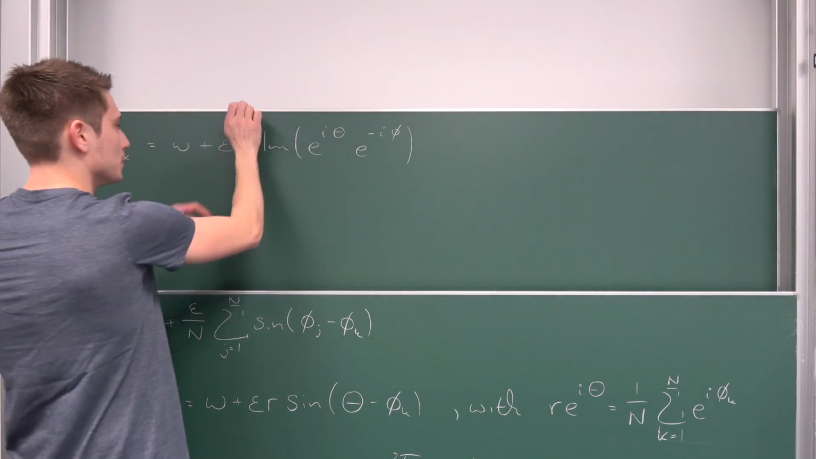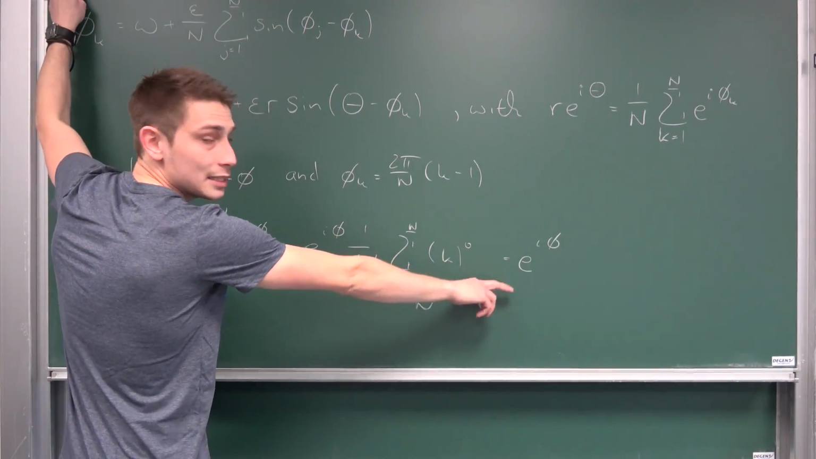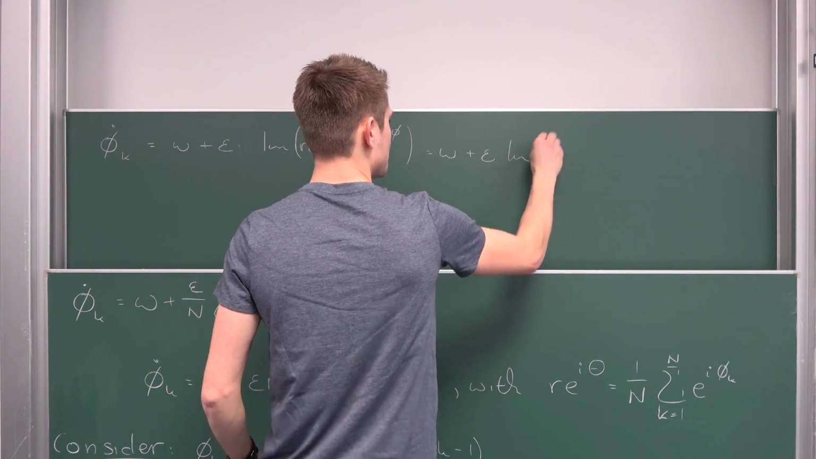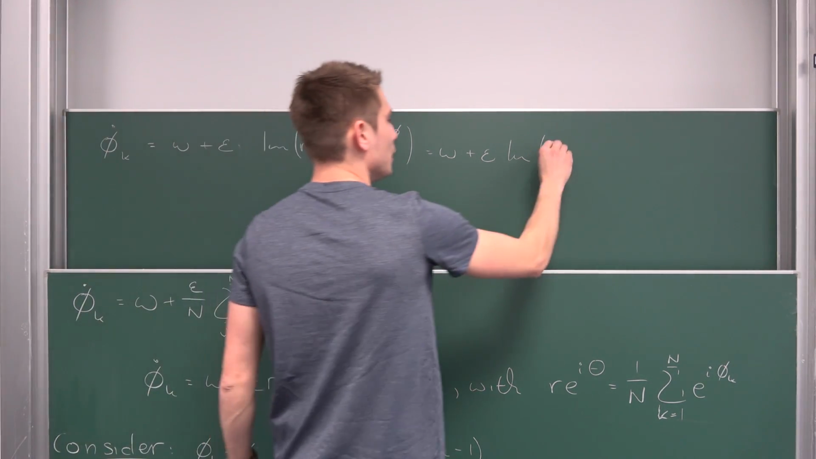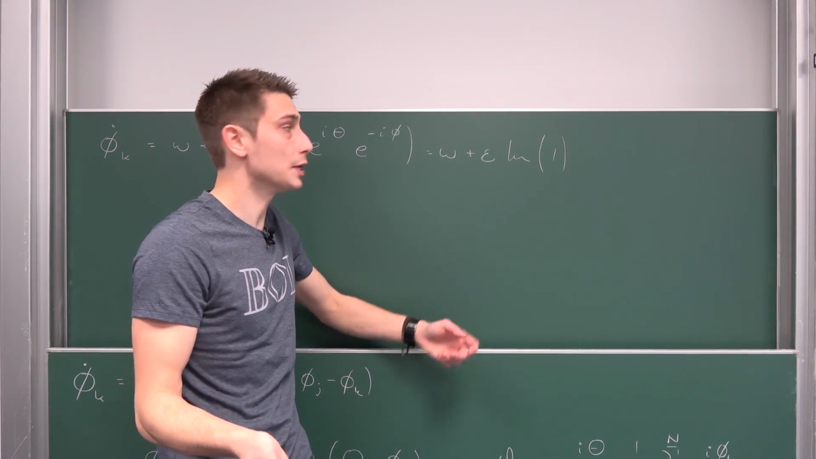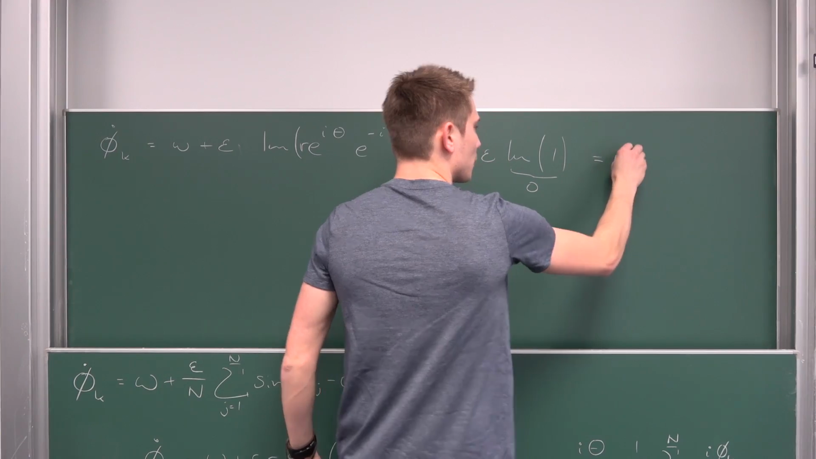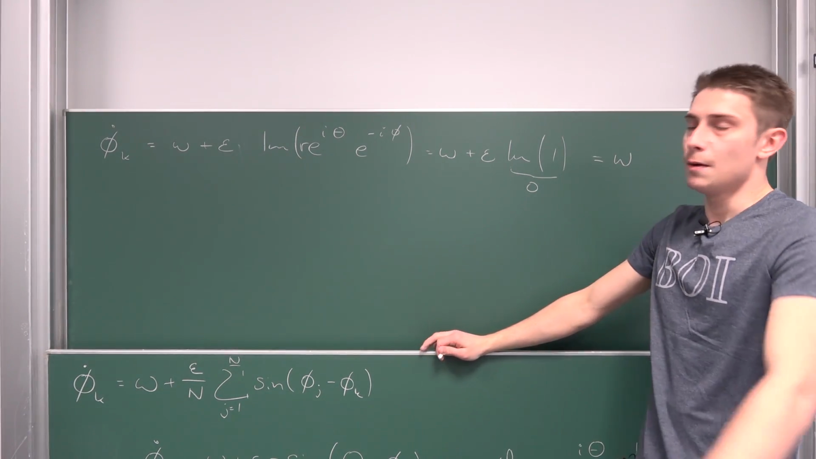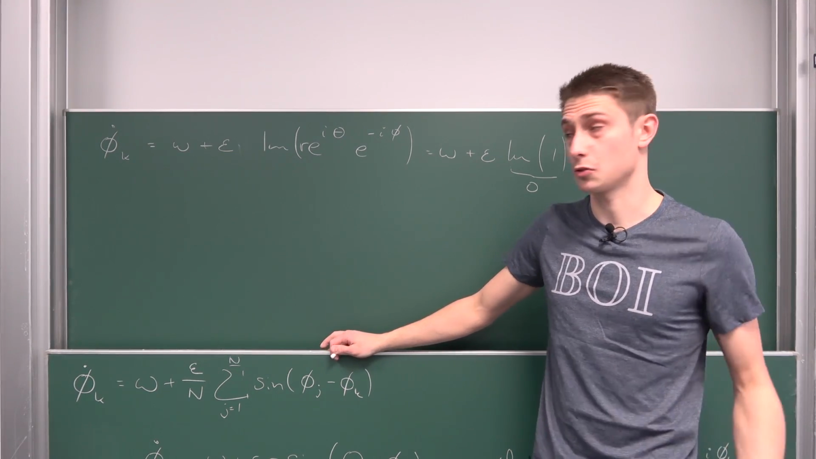Okay, we can bring this r to the inside, and you are going to notice that r times e to the i theta is nothing but e to the i phi. So this right here is omega plus epsilon times the imaginary part of e to the i phi times e to the negative i phi, which is e to the 0th power, which is 1. But 1 is just a real number, so the imaginary part of this thing is just 0. Meaning, this whole thing is 0, and we are going to end up with omega. So our phi dot k is nothing but some constant omega. This, in nonlinear dynamics, is called a stationary point. It's constant or 0.